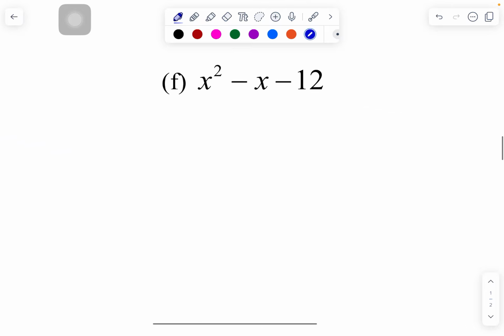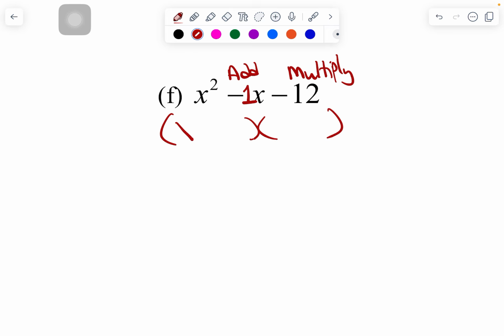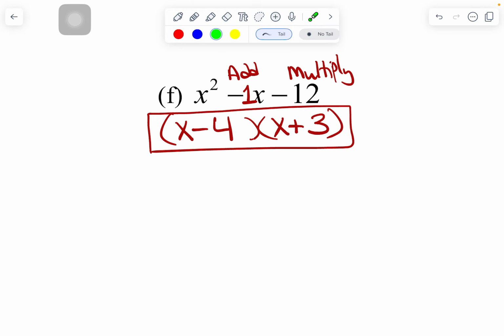All right, part F. Do I have a GCF? No. Real quick thing that I want to add in here. There's a little negative 1 there. We're lazy. We don't put it in there, but it does exist. So that's going to be add. That's going to be multiply. There we go. And let's see what we can do here. So I want things that multiply to negative 12. So I'm going to need one positive, one negative. Order won't matter. And I want those same numbers to add up to a negative 1. Negative 4, positive 3. All right, if you want to hear the quick double check, negative 4 times 3 is negative 12. Negative 4 plus 3 is negative 1. I promise you it works.